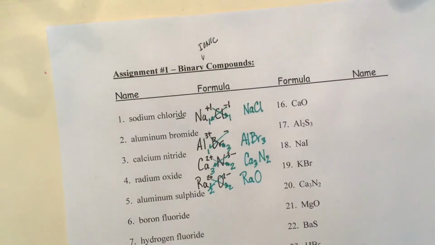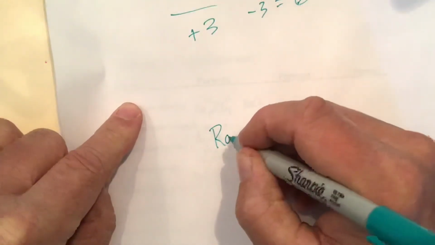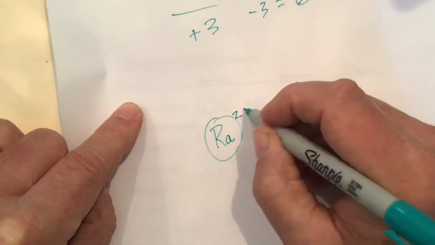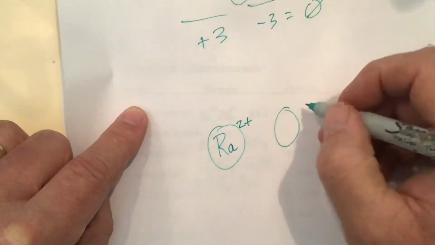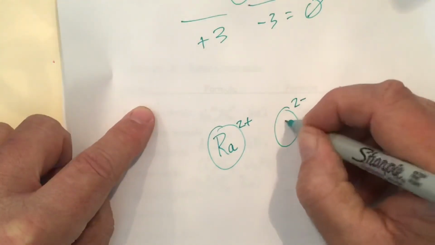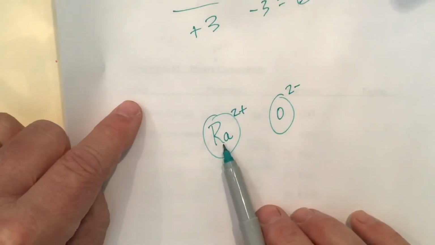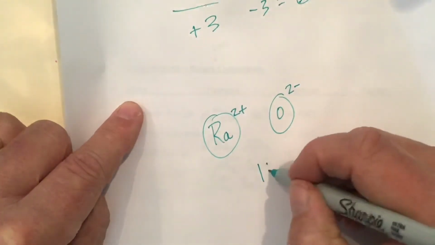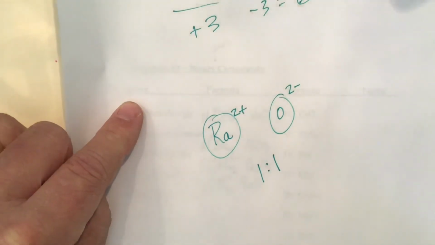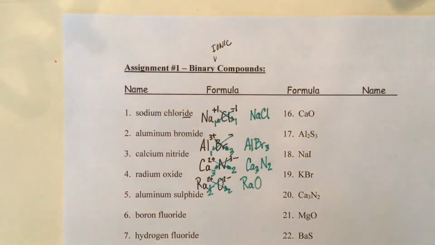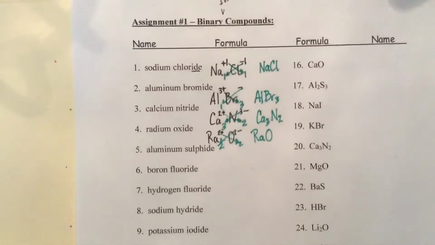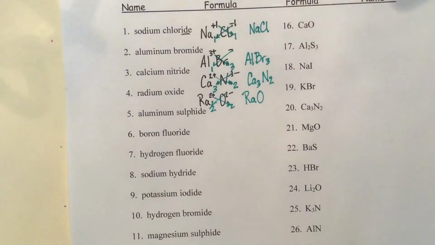So if we were to look at the ions, we would have a radium ion and it's a +2. And we'd have an oxygen ion, and it's a -2. Well, how many oxygens do we need to counteract that +2? Just one. They combine in a 1-to-1 ratio. Radium oxide.